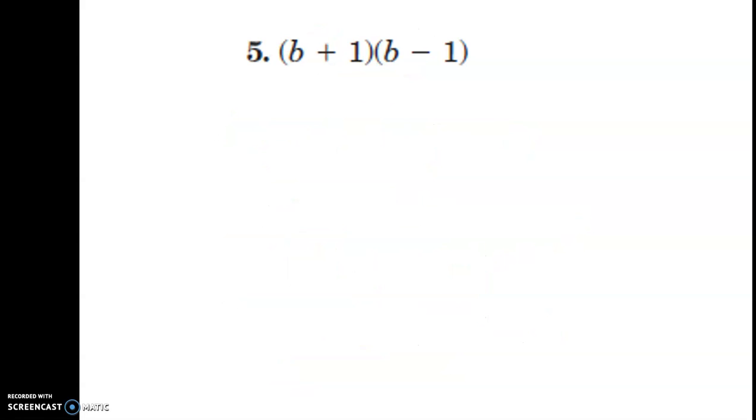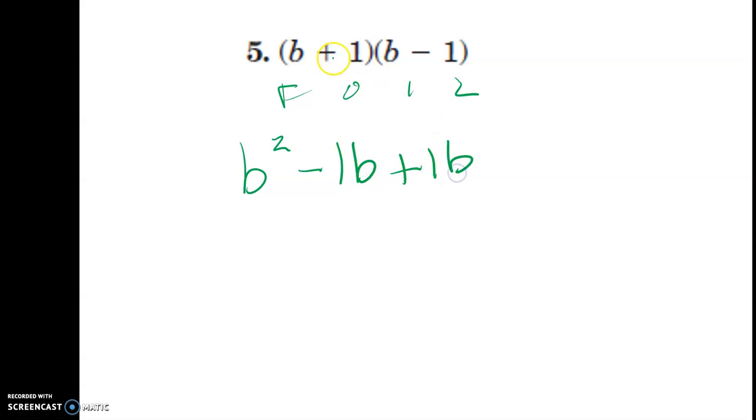Now, this one is not what we have looked at different. We've looked at this idea in the past, two binomials, but what's interesting is the result, and this will be important when we move into our next chapter. So foiling this is going to say first, outer, inner, last, which gives me b squared minus 1b plus 1b. The last two terms give me a -1.